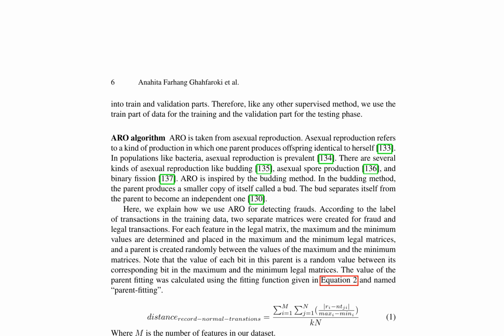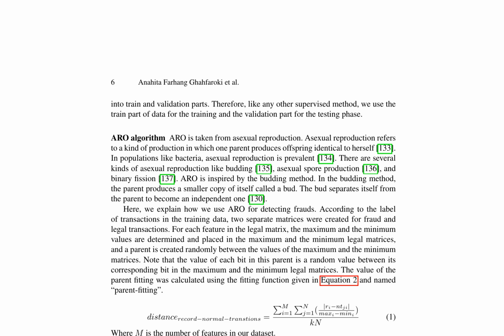The ARO algorithm is inspired by the budding method of asexual reproduction, where a parent produces a smaller copy of itself called a bud. The bud is then mutated and evaluated using a fitting function. The fitting function is calculated using equations 1 and 2, which measure the distance between the normal and fraudulent transactions. The cut point is the best fitness achieved in the dataset.